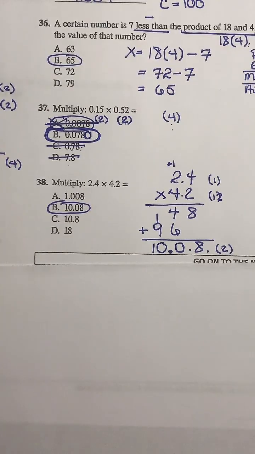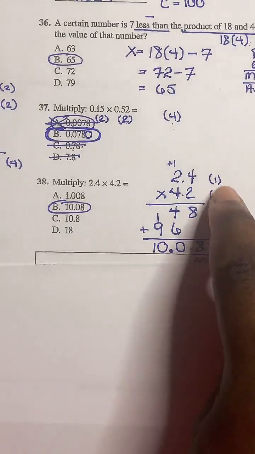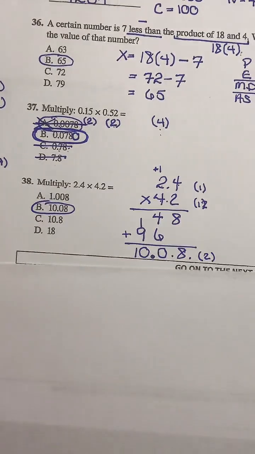Because that's the one thing, is knowing our multiplication, knowing our decimals, where did they go? When you're adding or subtracting with the decimal, all we're doing is lining the decimal points up. But when multiplying, you want to see how many decimal spaces there are.